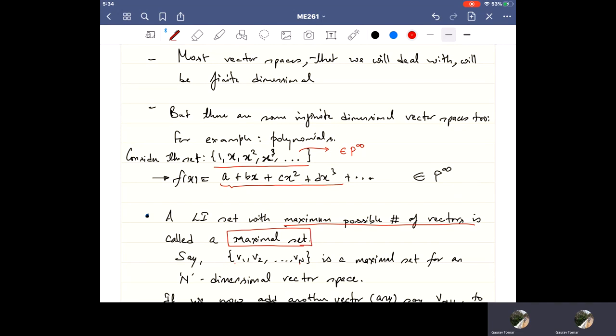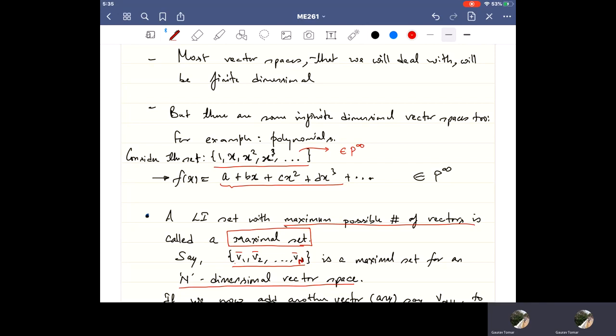And let's say if we have v1 to vn as the set of vectors, then this number n that you have will give you the dimension of the space. So this is the maximal set for an n-dimensional vector space. That's how you'll read it.